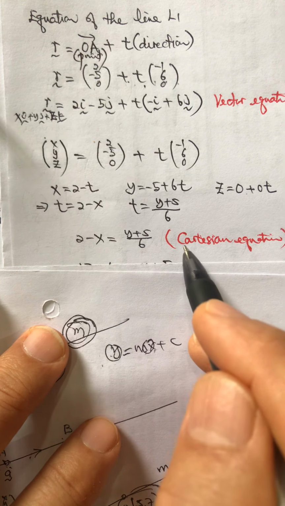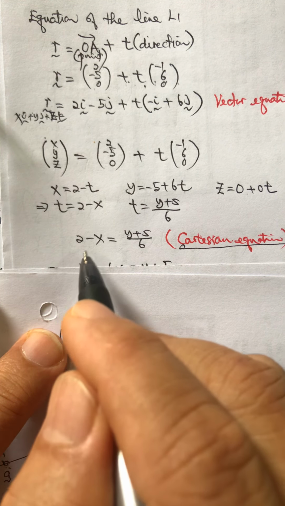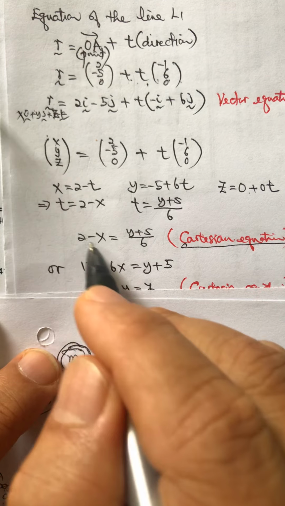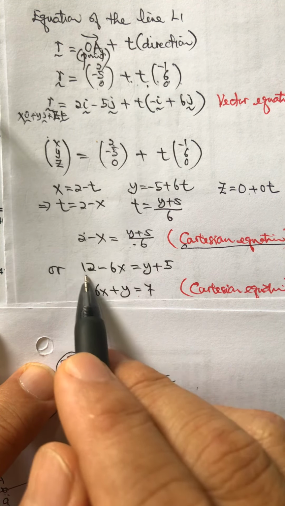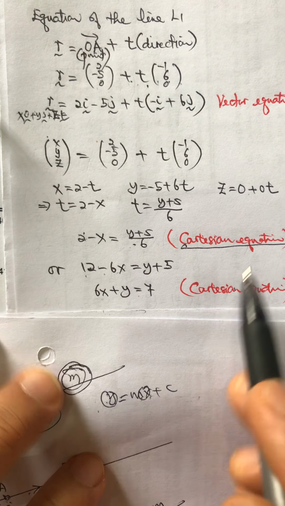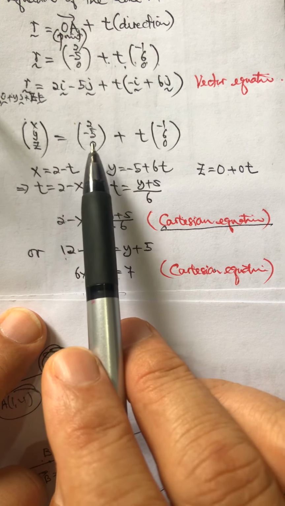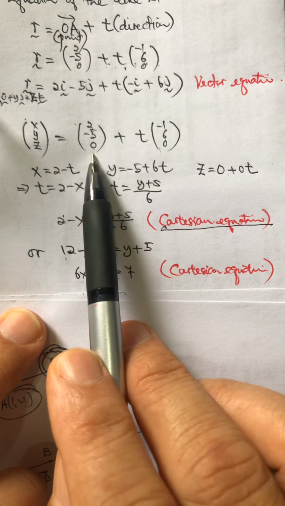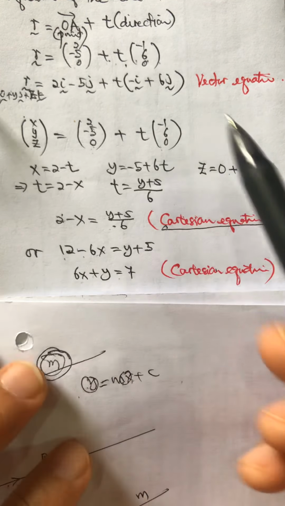Okay, so this is called a Cartesian equation. But one thing I remember, you can write it like this. You just multiply the 6 over here, you get 12 minus, okay, this one you know. So this is called a Cartesian equation. Actually, this is two-dimensional also, because here the z is 0. Later we go to another example where all these are not 0.